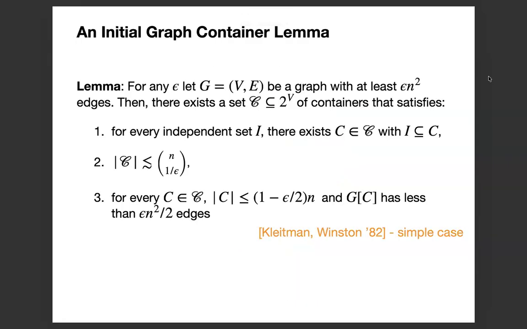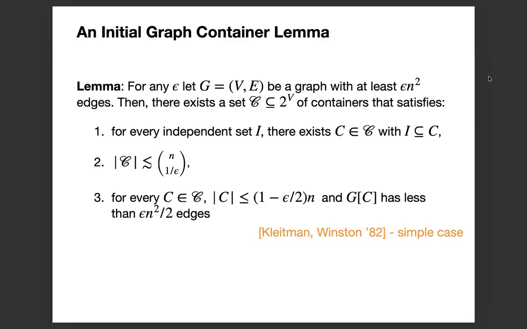So let's formalize this a little bit. This was one of the first times the container method was used, by Kleitman and Winston in the 80s. In fact, this is a special case of something that they showed in their result. So here's what they showed. Let G be a graph that has at least epsilon n squared edges. Then there's a collection of containers, which I'll denote by curly C, and this is a bunch of subsets of vertices, so it's a subset of the power set, which I denote by 2 to the V. And this collection satisfies 3 things.